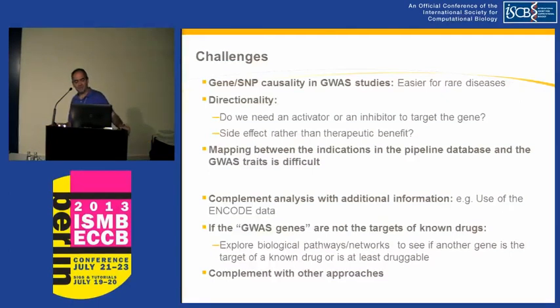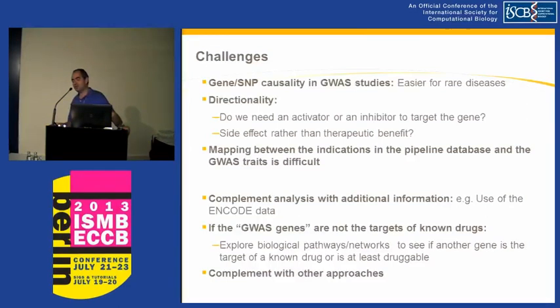So that's not always obvious. In the case of Denosumab, because we did some expression analysis on the risk allele, it was just a bit easier. And of course, if you go the wrong way, you may create side effects rather than a therapeutic benefit.